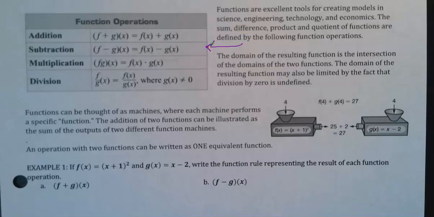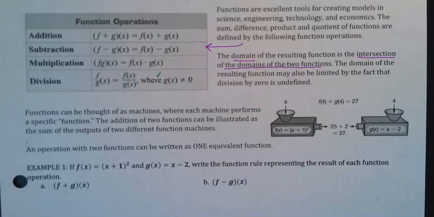Okay. The domain, so we're talking about domain, of the resulting function is the intersection of the domains of the two functions. Okay, so where do they intersect? The domain of the resulting function may also be limited by the fact that division by zero is undefined, which is happening here, right? Our domain is limited.